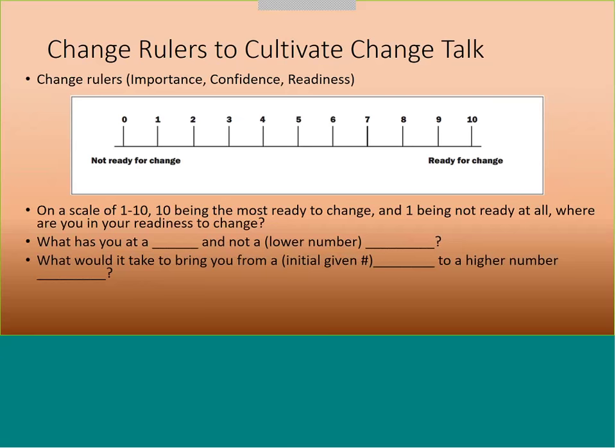A note real quick about the change rulers. Again, it kind of walks you through, I don't like the word directions, but for lack of a better term, directions on the bottom, to ask these questions in this particular manner, because when you do it in this particular manner, you elicit more change talk while minimizing judgment or defensiveness from a client or patient.